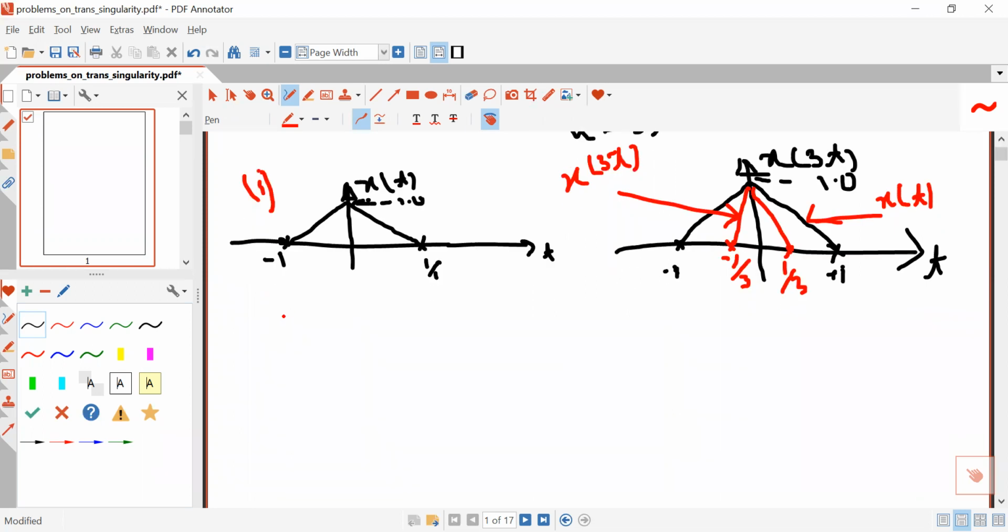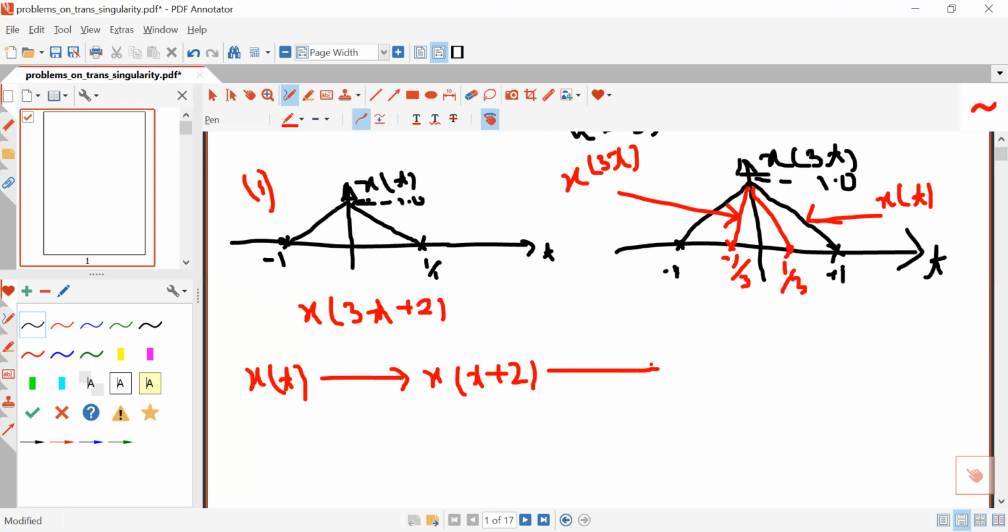Now the second problem is to draw x(3t+2). How will you draw x(3t+2)? The original signal x(t) is given. First, you can use time shifting. You can shift the signal in the left direction by 2 units. This is time shifting. And after time shifting, you can use time scaling. You can replace t by 3t. In this way, you can get x(3t+2). So this is very easy.